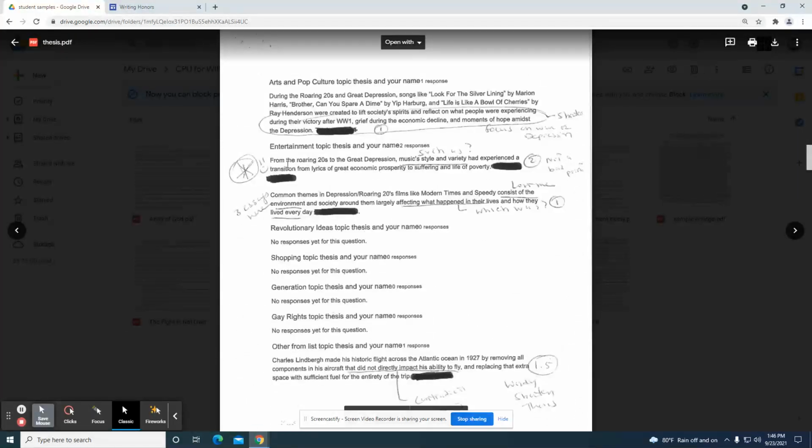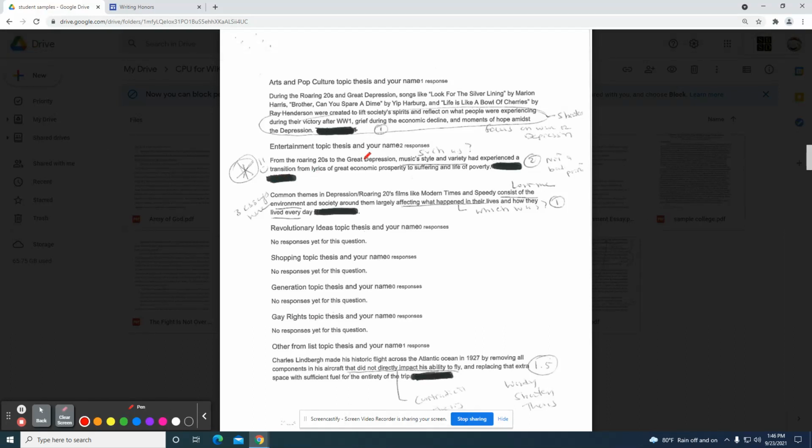So this one here, I scored a 2 out of 3. Let's see what they have. From the Roaring Twenties to the Great Depression. Okay, that's a big jump. You probably can just focus on one, the 20s or the Depression, but maybe they're looking at the difference, and that might be possible because they used the word transition. Music style and variety had experienced a transition from lyrics of great economic prosperity to suffering and life of poverty. Okay, so now that I read this, it makes sense. Totally okay to link these two because they're looking at the transition, and they're going to pretty much say in the 20s songs were about prosperity, and in the Depression they were about this.